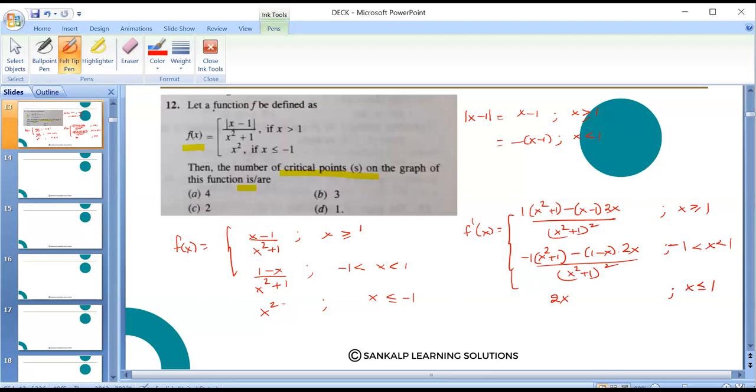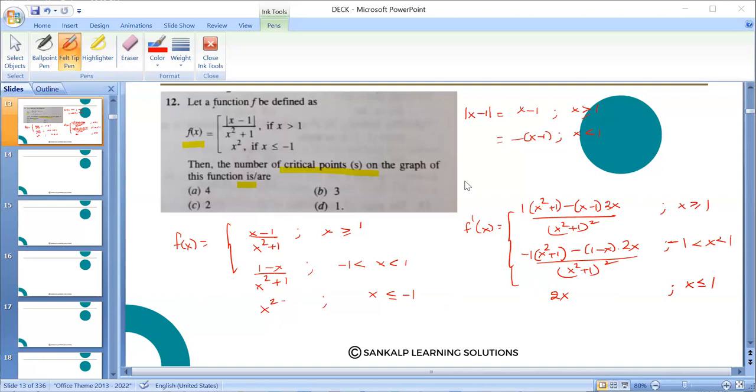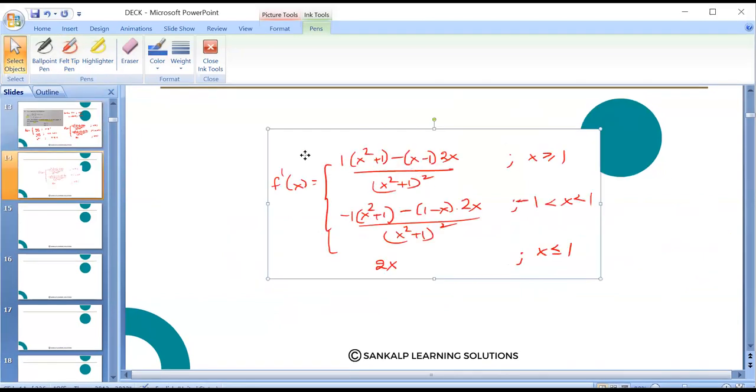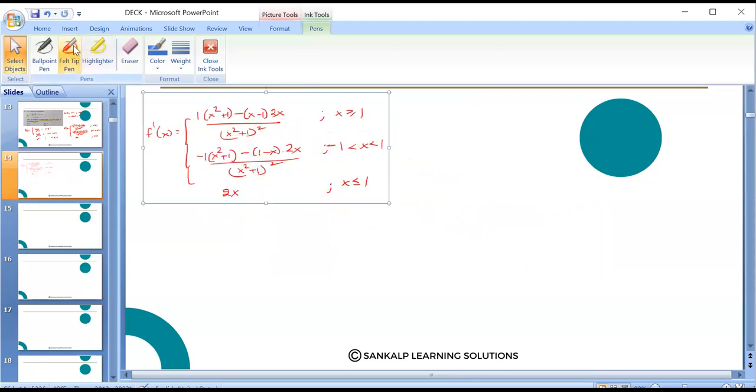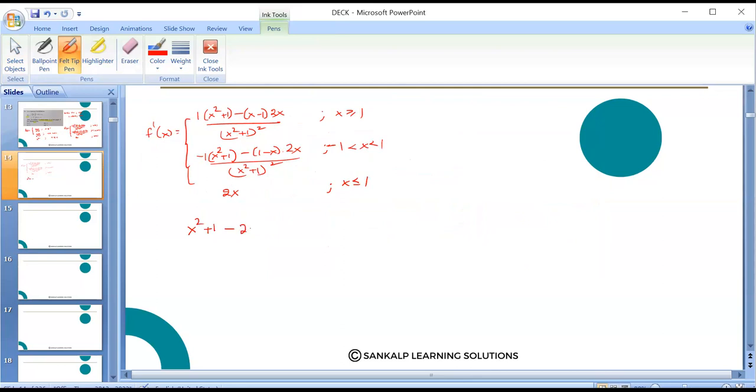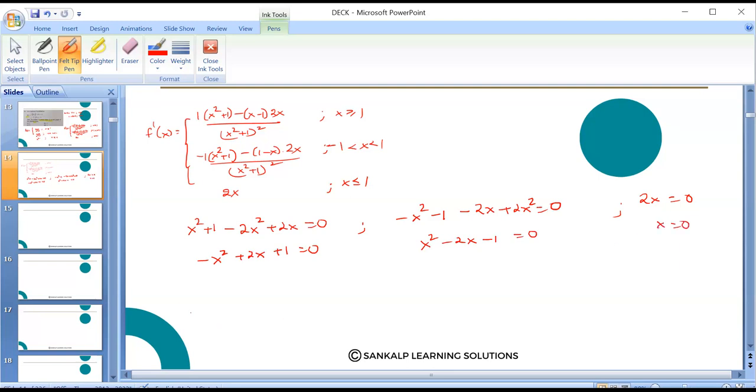So we will set all these equal to 0 because we have to find the critical points or the turning points. On the next page. When you set the first one equal to 0, you will have x square plus 1 minus 2x square plus 2x equal to 0. For the second one, minus x square minus 1 minus 2x plus 2x square equal to 0. For the last one, 2x equal to 0. So here minus x square plus 2x plus 1 equal to 0. Here x square minus 2x minus 1 equal to 0. Here x equal to 0. Here x square minus 2x minus 1 equal to 0.